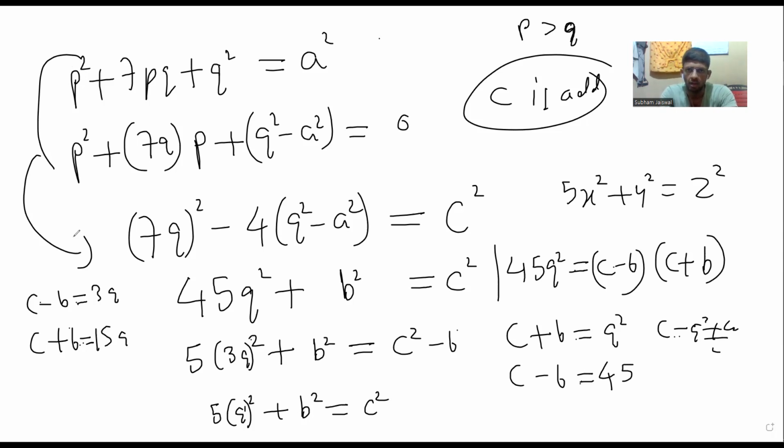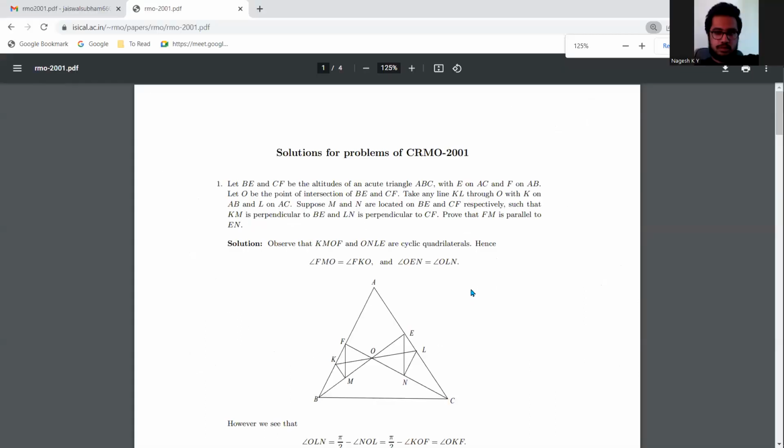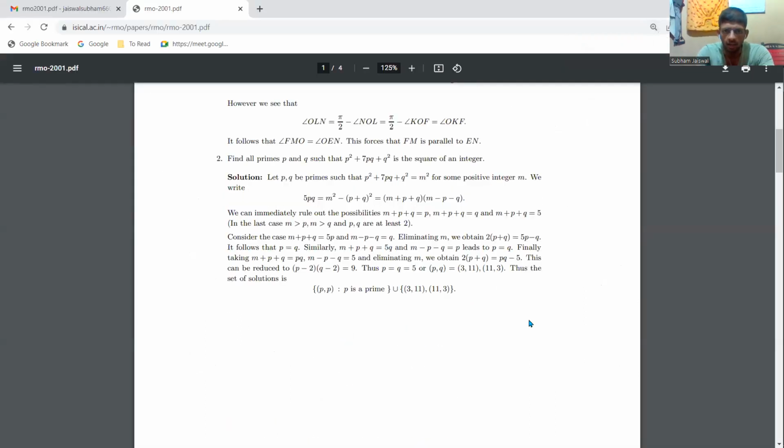RMO 2001, RMO solution. Right. Did anybody find solutions? Hello? Yeah. So which one, ISI or CMI? Oh, but is that the paper or is that the ISI CRMO? No, I just googled official solution for RMO 2001 PDF. The first link. This one only, right? Yeah. Right.